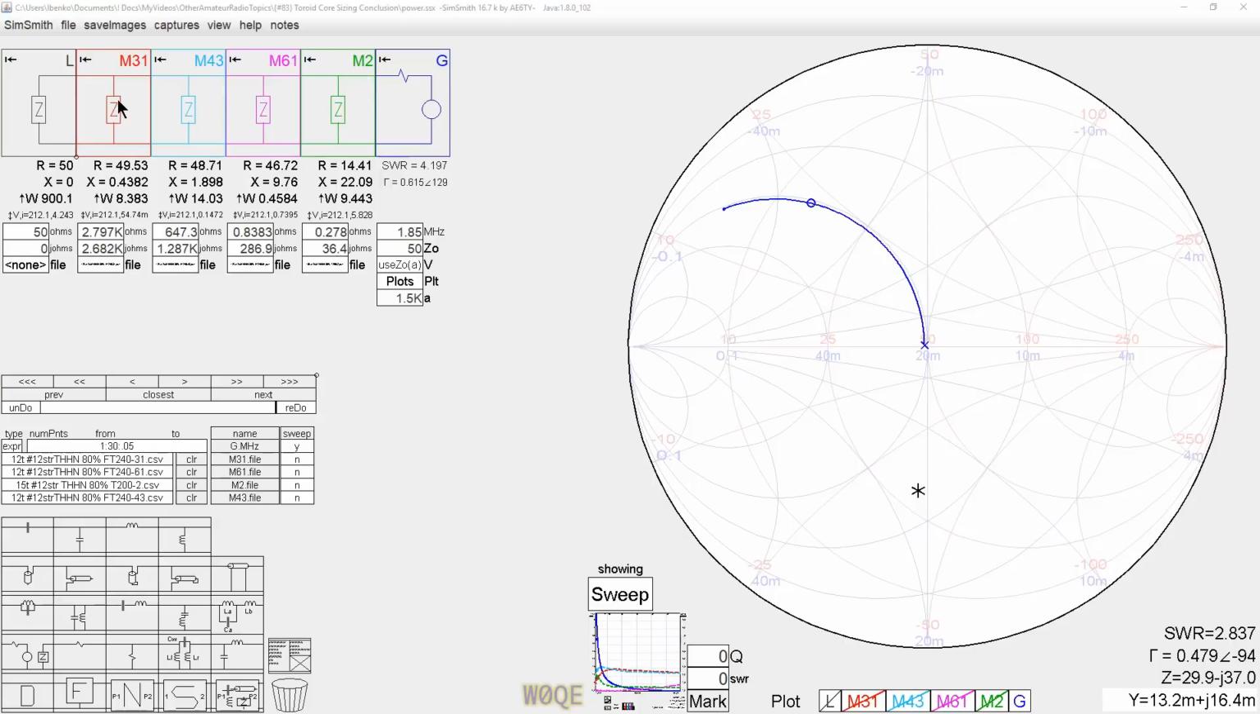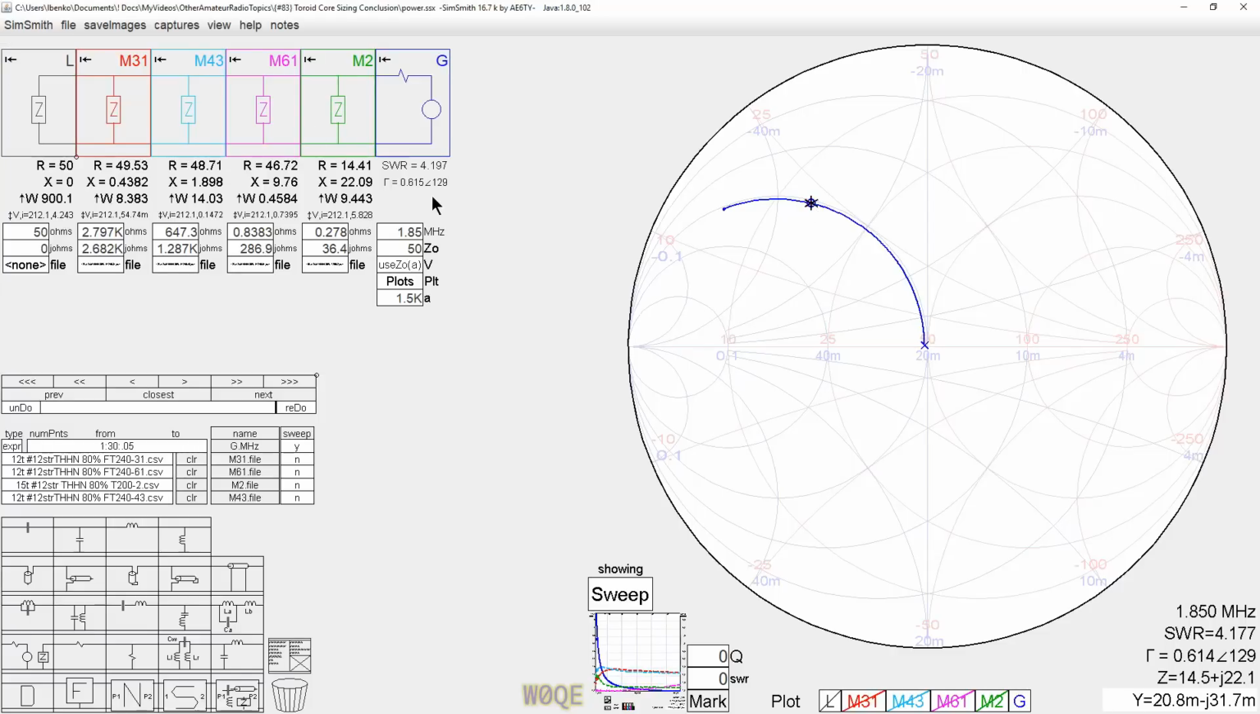And these impedances for each of these four elements are determined by the file that I loaded. And the file is different for each one of these, of course. And you can see it up in the top line here when I hover over it. And when I do this, I get a trace on a Smith chart that looks like this. At 1.85 megahertz, the SWR is nearly 4.2 to 1.